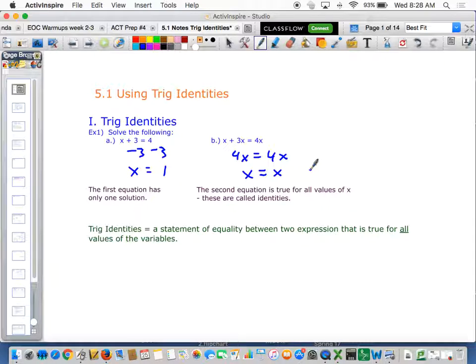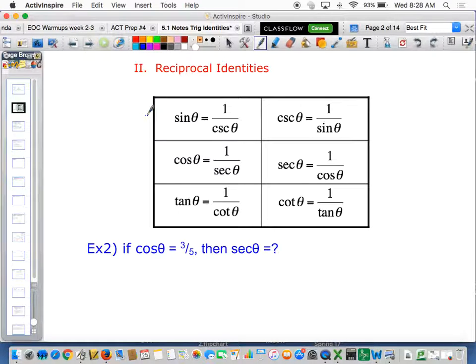So this is a unique situation where not only is it true for just one number, it's true for all values of x. And this is what we call identities, when it's true on both sides, no matter what we plug in. When we look at trig identities, we're looking at a statement of equality between two expressions that is true for all values of those variables. Here are some of the most common trig identities we are going to come across. And you actually have already seen these.